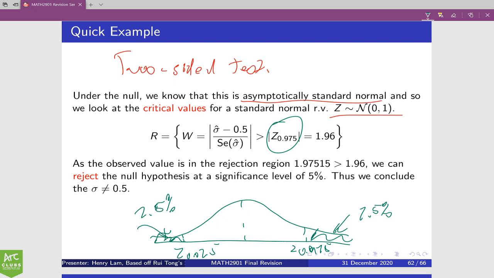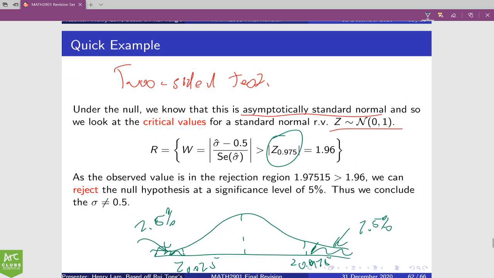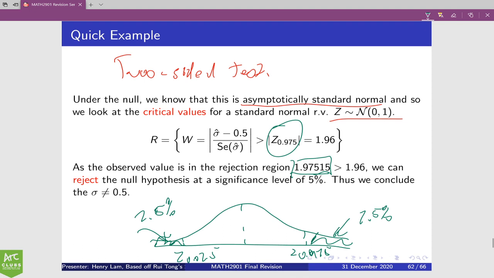You can see that the observed value, the value you substituted your information into, is actually bigger than the critical value. So that means it's in the critical region. That means your observation is very unlikely to have occurred based on your initial assumption. So we can reject the null hypothesis, and you can conclude that the true standard deviation isn't 0.5.